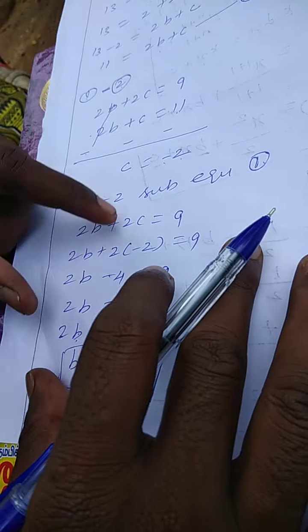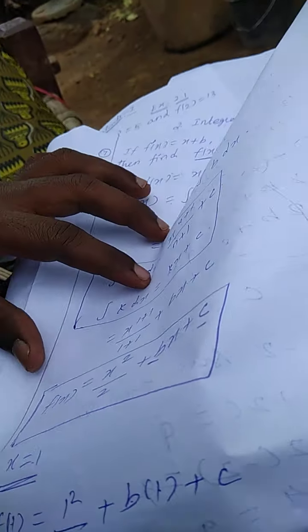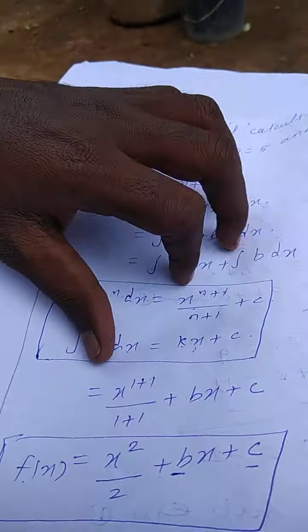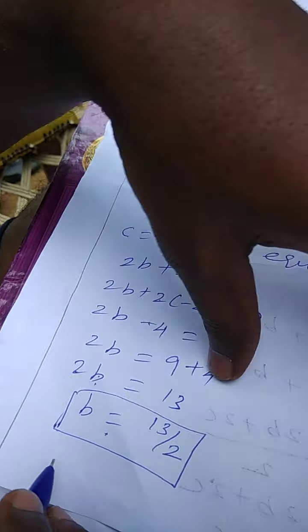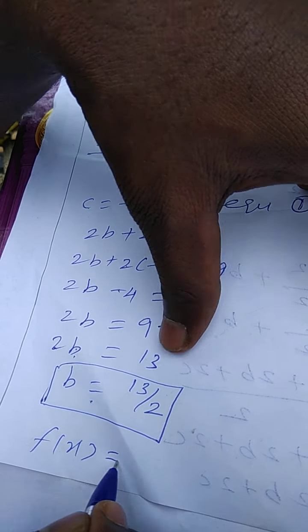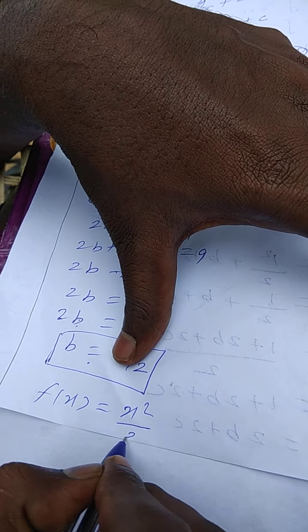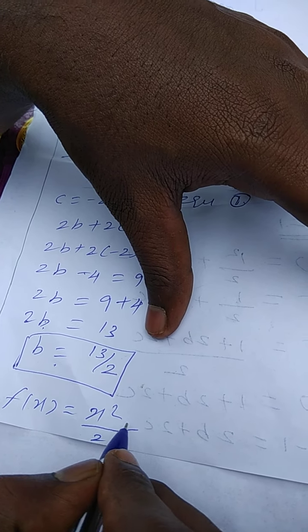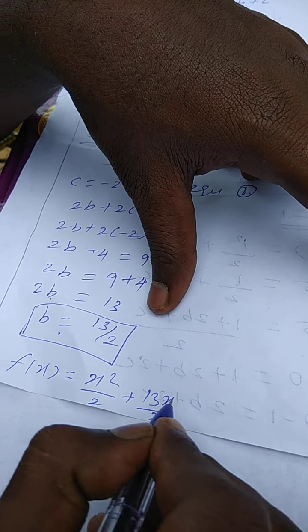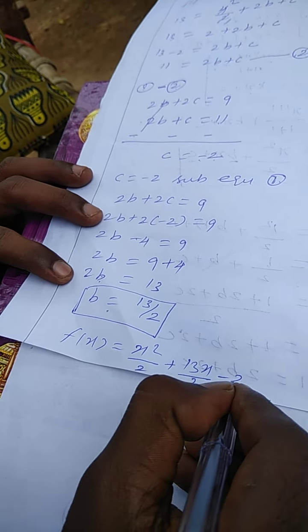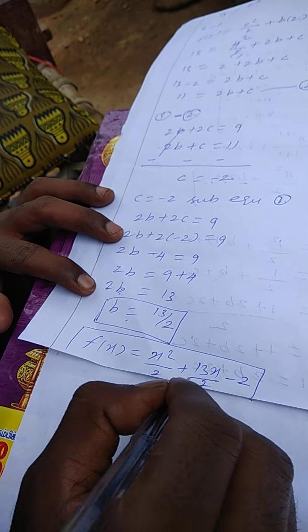Finally, with both values, apply in f of x. F of x equal to x square by 2 plus, what is the b value? 13 by 2, so 13x by 2, plus, what is the c value? Minus 2. This is the final answer.